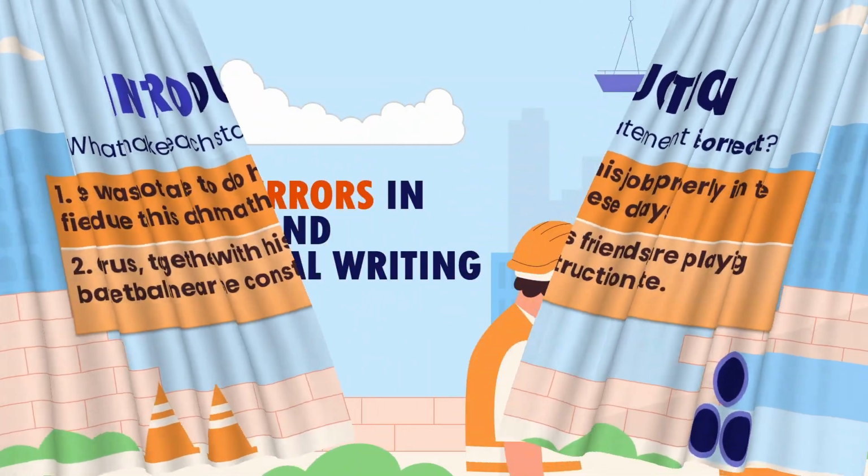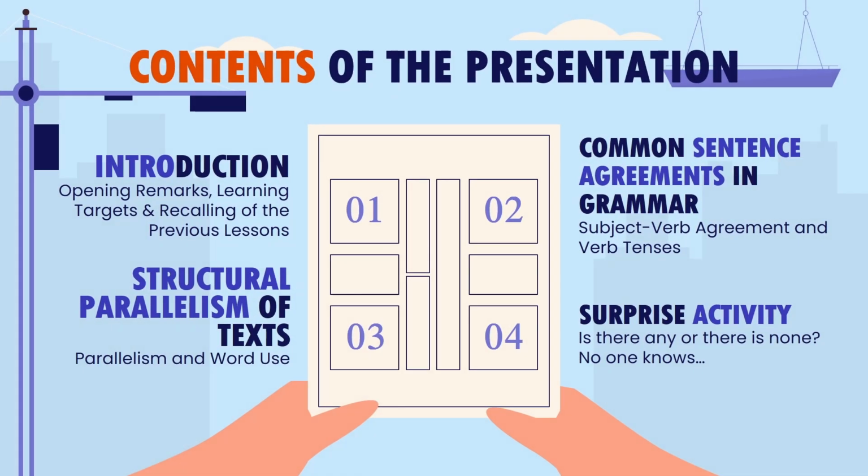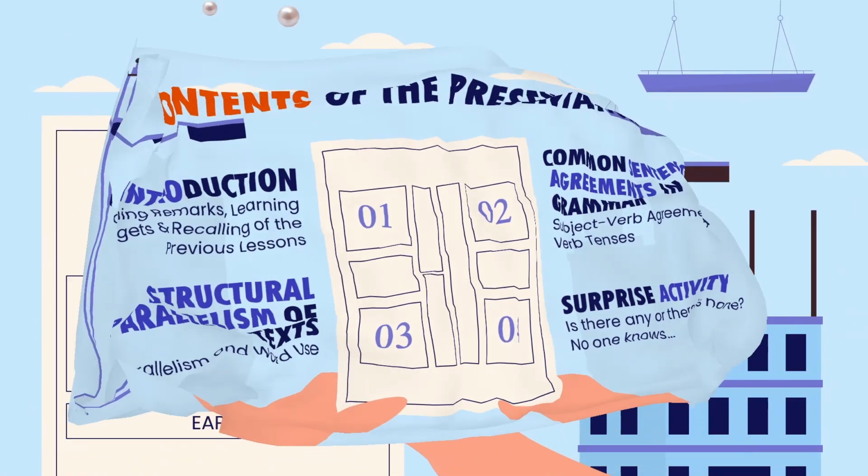Okay, the title of our lesson 3 is Common Errors in Academic and Professional Writing. These are the contents of our lesson for today. First, we'll not be doing the recalling of the previous lesson since this is just a video lesson. I'm sure na nare-recall pa rin naman ninyo yung previous discussion natin last time. Next, we'll be talking about subject-verb agreement and verb tenses, parallelism, and word use. And let's see if there's a surprise activity.